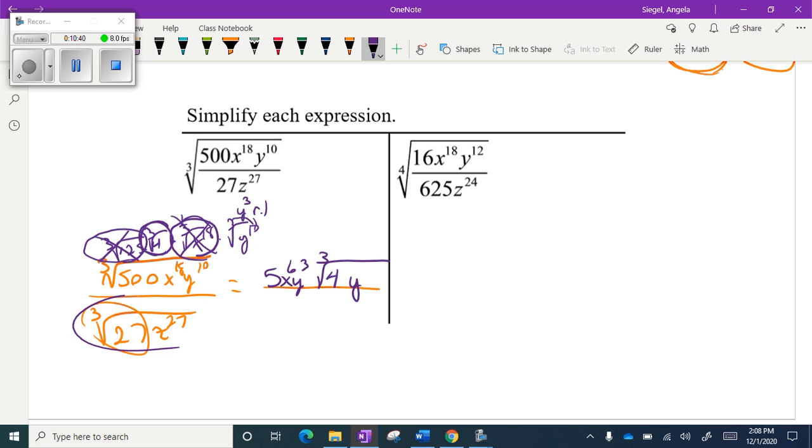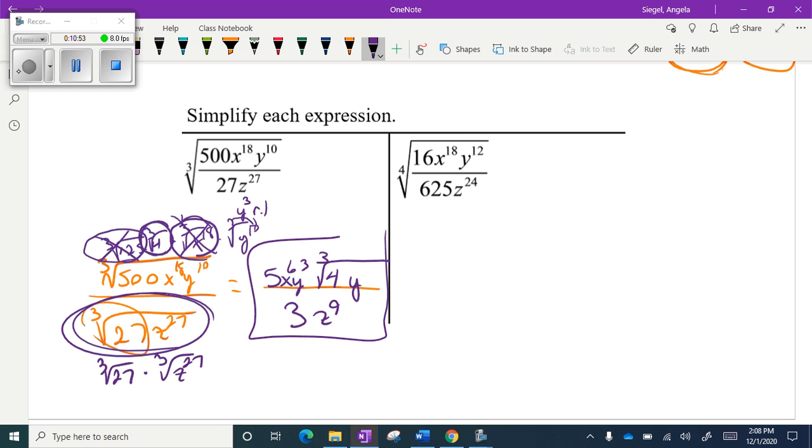So see if you can do this bottom one. So this ends up being 3z to the 9th on the bottom. Everything comes out perfectly. And if you could simplify something, do it, but there's nothing we can simplify. So we're done. So go through that same process and see this one. And that will be our last one.